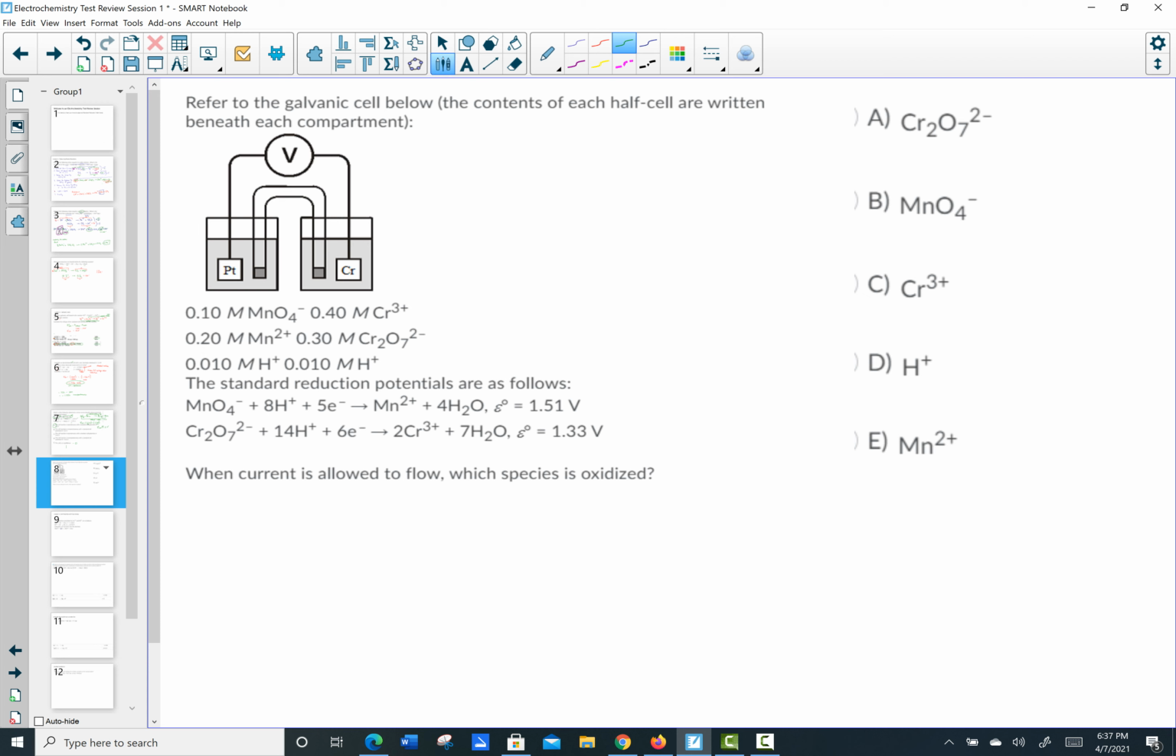I'd like to do one more on this topic. Looking at a galvanic cell as drawn below, the contents of each half cell are written beneath each compartment. So here I can see in this first compartment where I have the platinum as the electrode, I can see that I have MnO4 negative, Mn plus 2, and hydrogen ions. So notice that I'm separating out the two half cells. So I'm going to just make a note. MnO4 negative is pointing at Mn2 positive. That's how I'm reading that in solution. That's the first half cell.